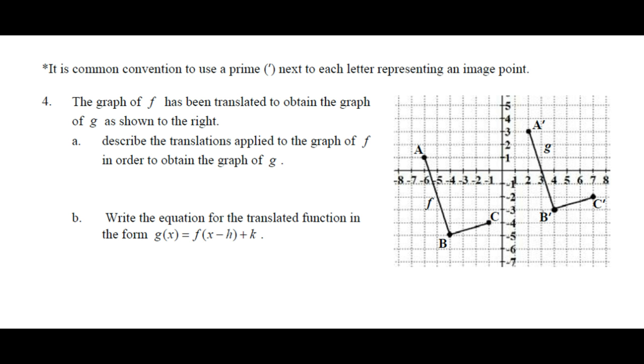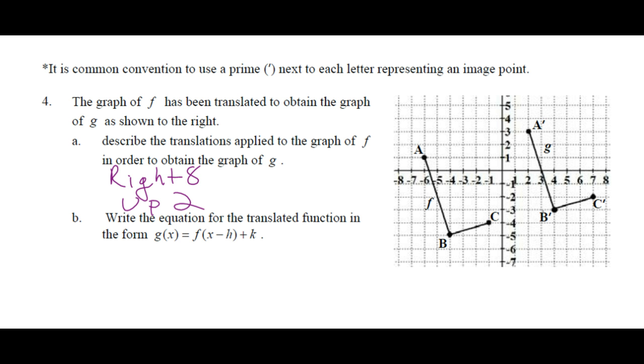Up 2 and right 8. Okay, so we will say you go right 8 and up 2. For transformations of vertical translation and horizontal translation, it doesn't matter what order you do them in. I generally do horizontal then vertical. Right? I'm okay if you do them the other way.